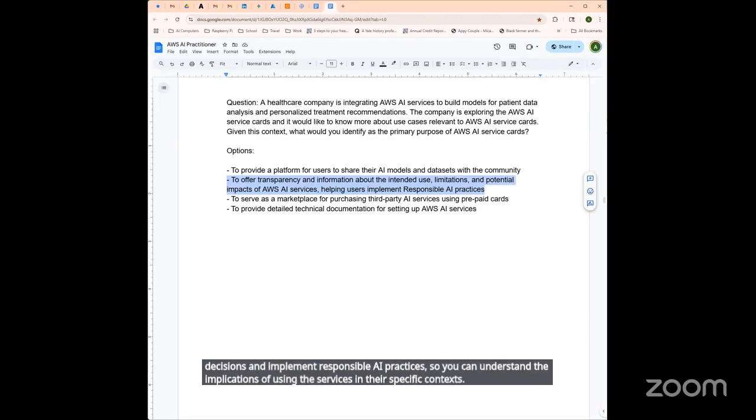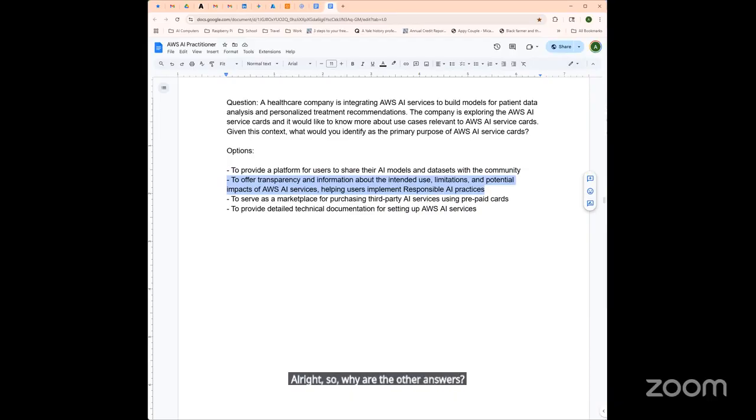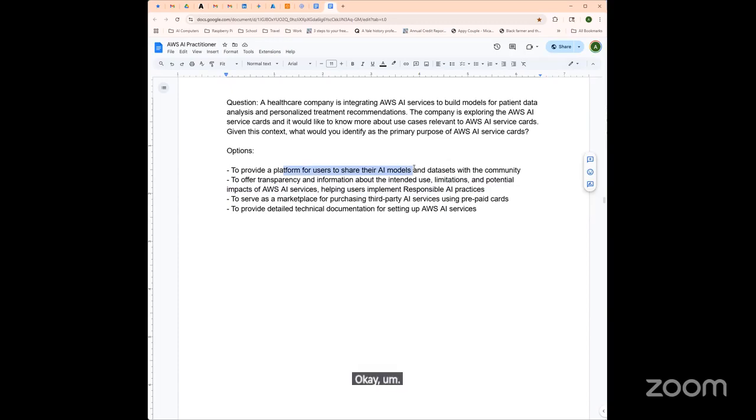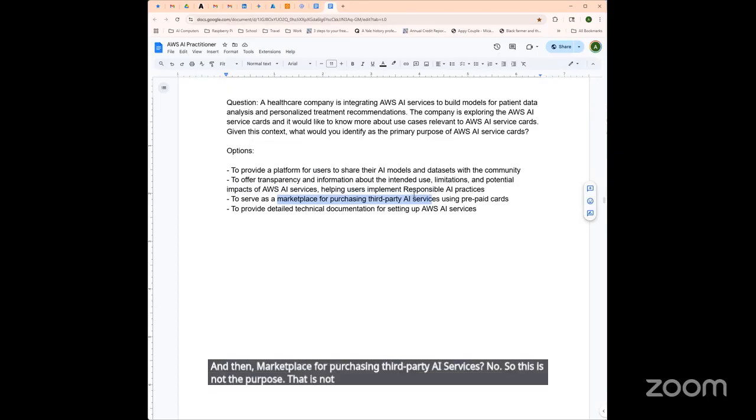All right, so why are the other answers incorrect? All right, a platform for sharing AI models? No. AI service cards are informational resources, not platforms for community sharing. And then marketplace for purchasing third-party AI services? No. So this is not the purpose. There is a marketplace for different models, but that is not what service cards are for.